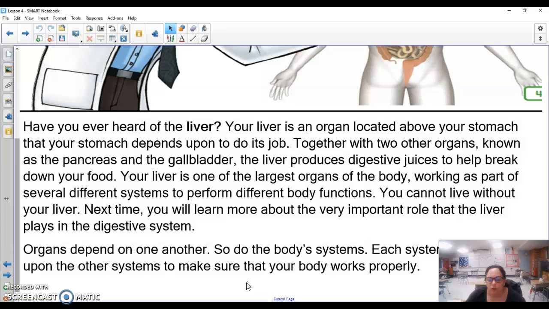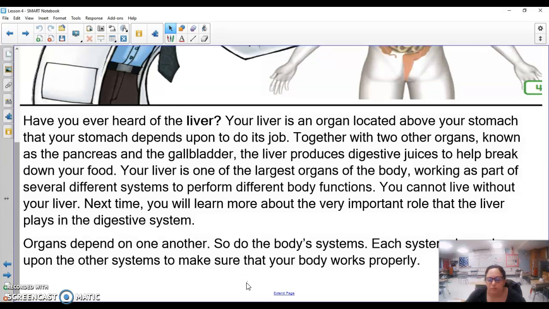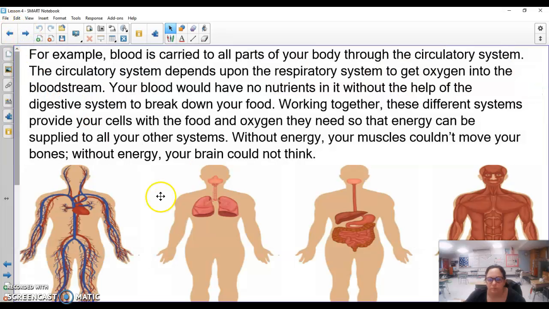Organs depend on one another. So do the body systems. Each system depends upon the other systems to make sure that your body works properly. For example, blood is carried to all parts of your body through the circulatory system. Here's the circulatory system. The circulatory system depends upon the respiratory system, which is right here, to get oxygen into the bloodstream. Your blood would have no nutrients in it without the help of the digestive system.